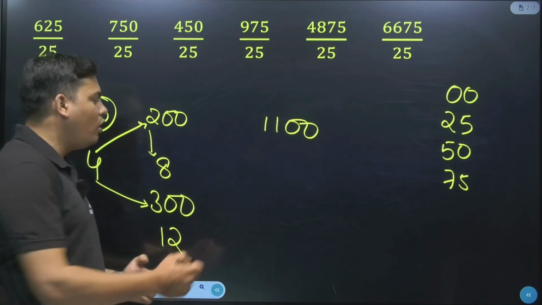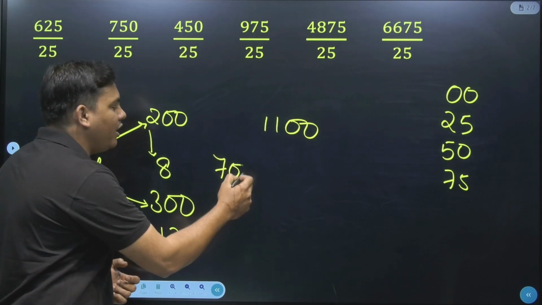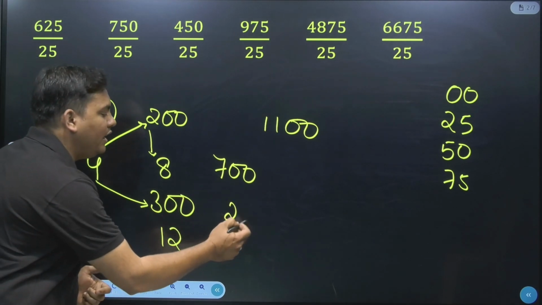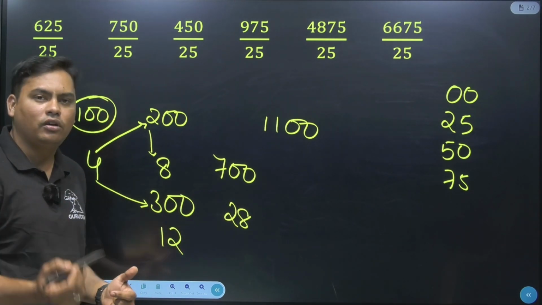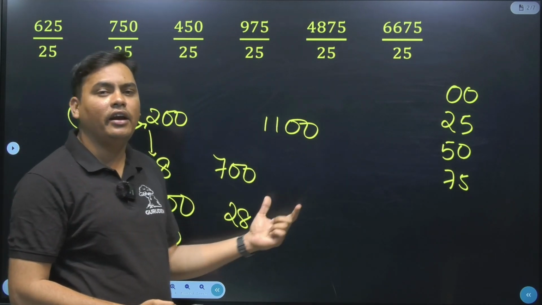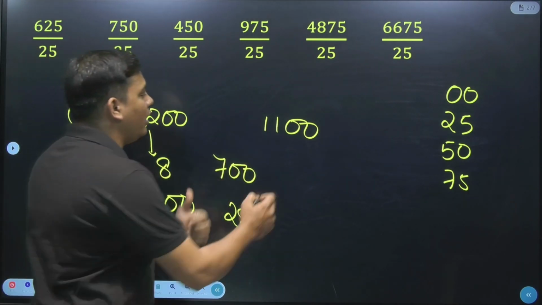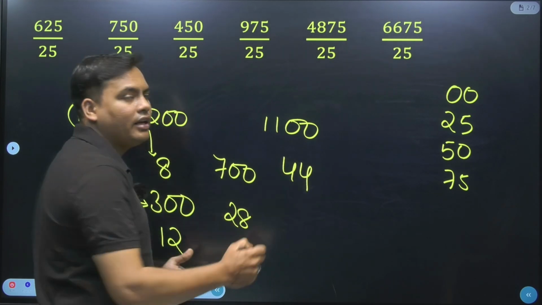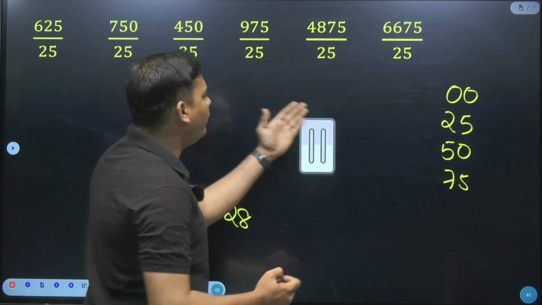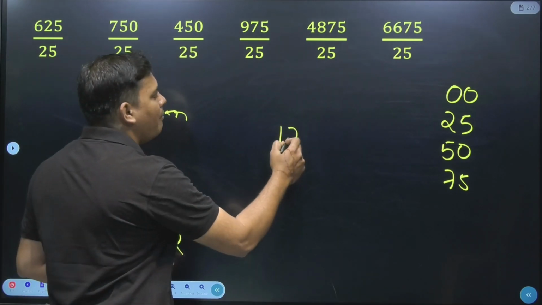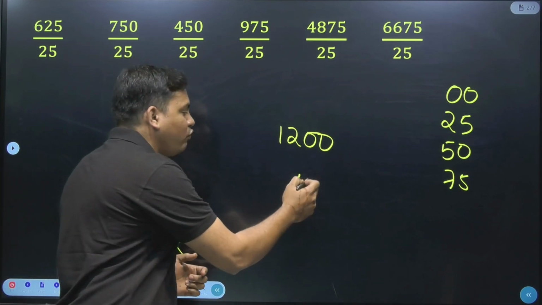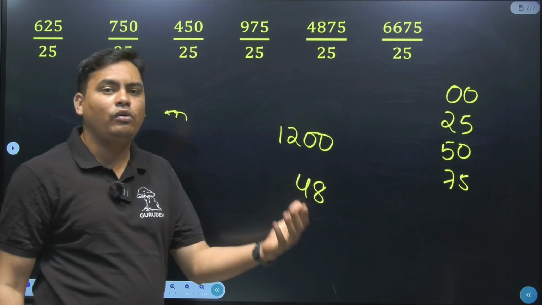If I ask you how many 25s are there in 700, I can tell you 4 into 7, that is nothing but 28 25s. In 1100, my answer will be 4 into 11, 44 25s. In the same way, in 1200, my answer should be 12 into 4, 48 25s are there in 1200.